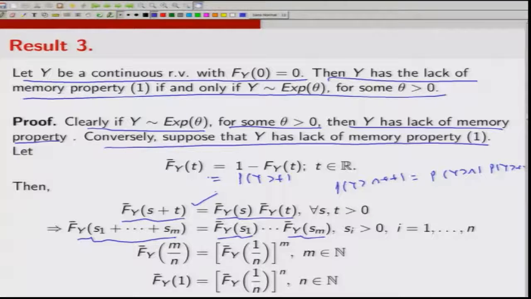Now what I do is I take each si to be 1 by n, then it becomes f bar y of m by n. Each si is 1 by n, so f bar y to power 1 by n. These are m in number, so f bar y 1 by n to power m. So this is what happens.